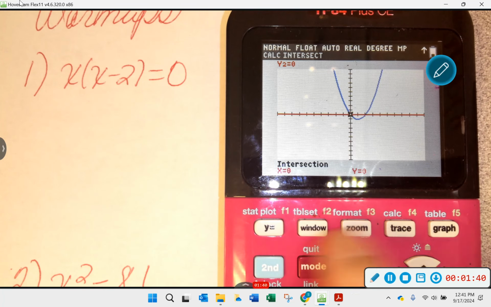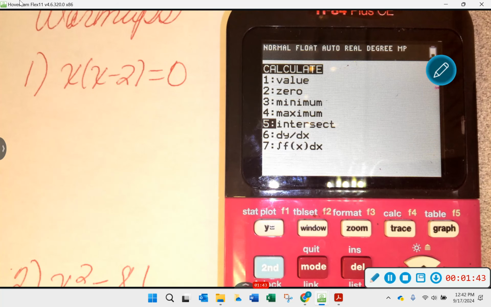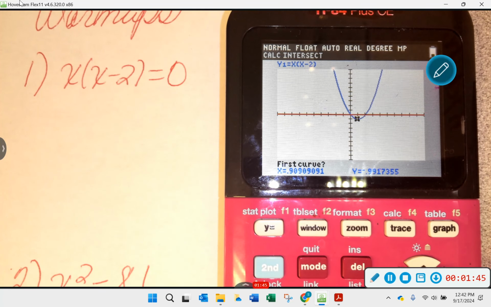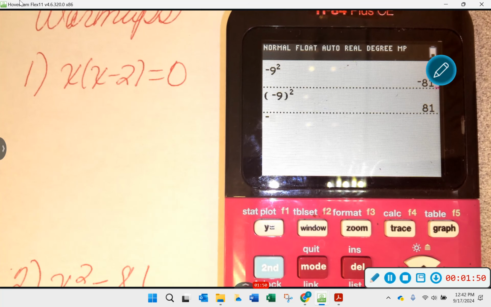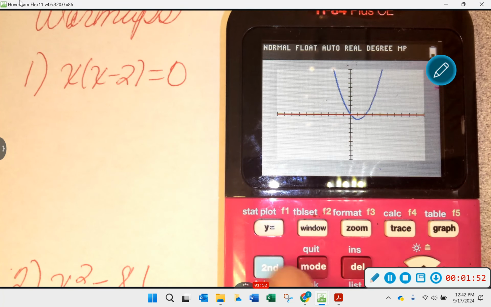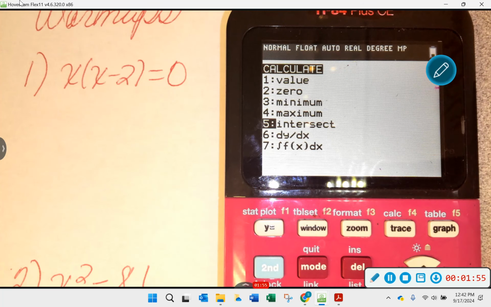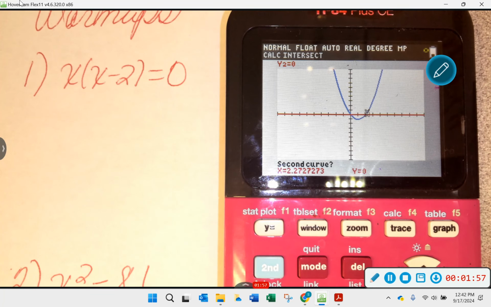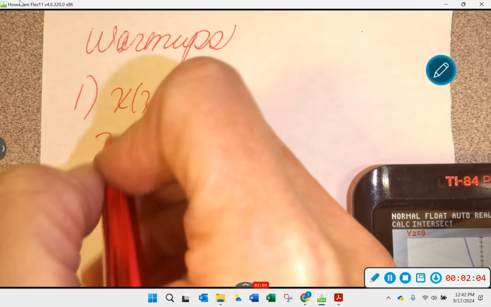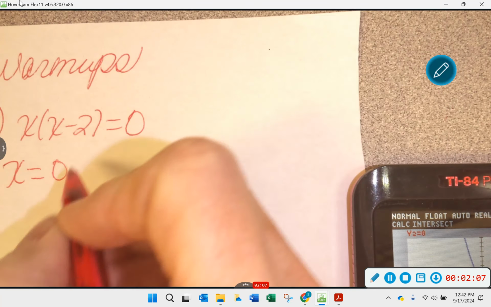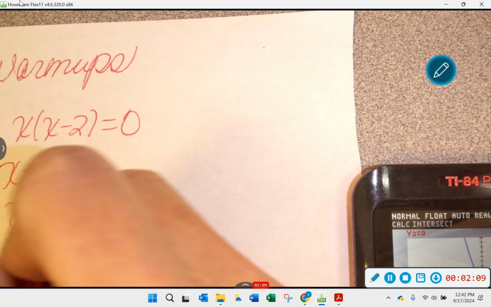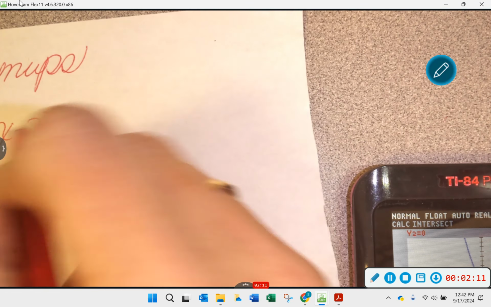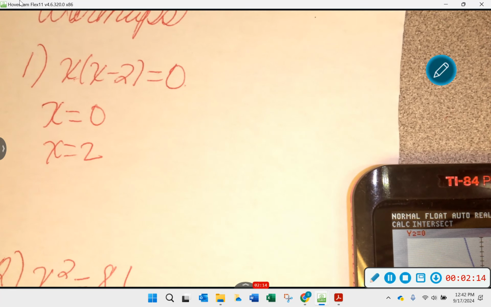To find the other one, we do second, trace, calculate, intersect. We get over here close to our solution right here. And that's good. We're going to push enter to say yes. Whoops. Let's get back over there. Okay. Enter to say yes to the blue, yes to the red. One more time. And so 2 is going to be our other answer. So that means the x values that make this true are going to be x equals 0 and x equals 2. The way we do that is we just set each factor equal to 0 and we solve.